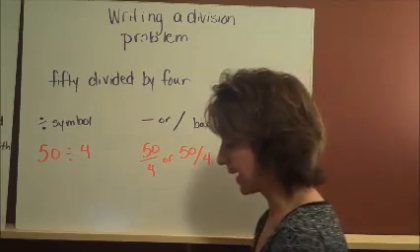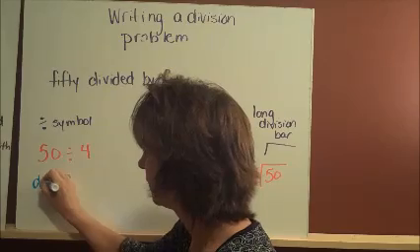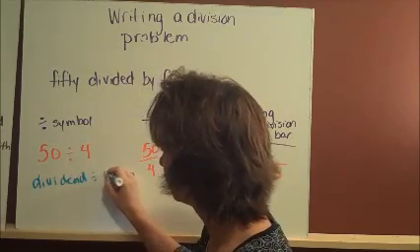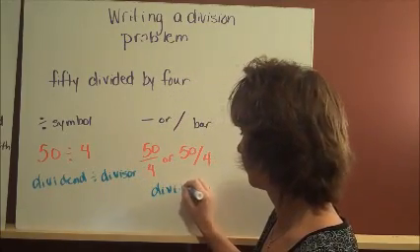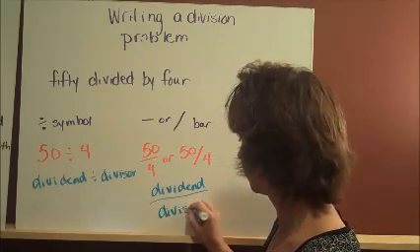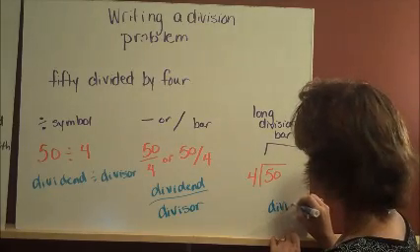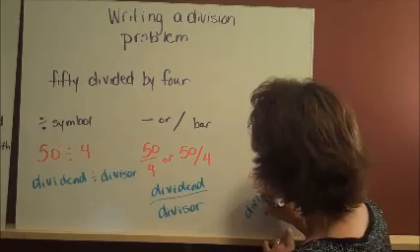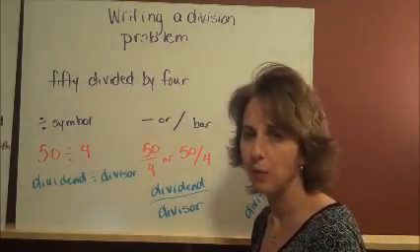Now, let's go back to those parts and identify the 50 in each one. This is the dividend divided by the divisor. This is the dividend divided by the divisor. And this is the dividend divided by the divisor. Notice that I said the words the exact same way every time.